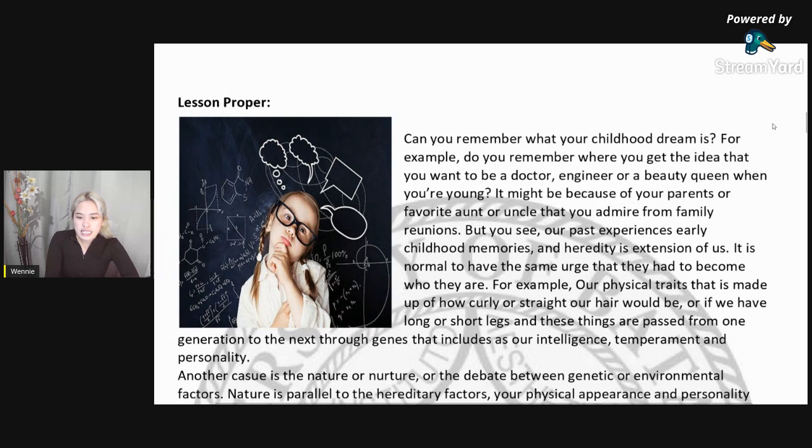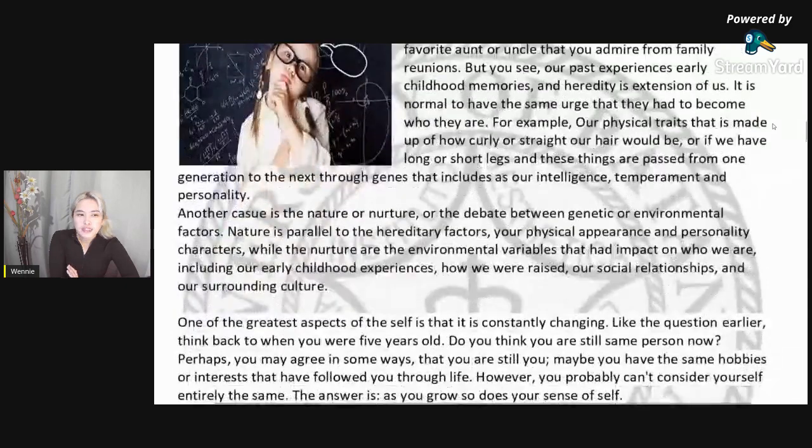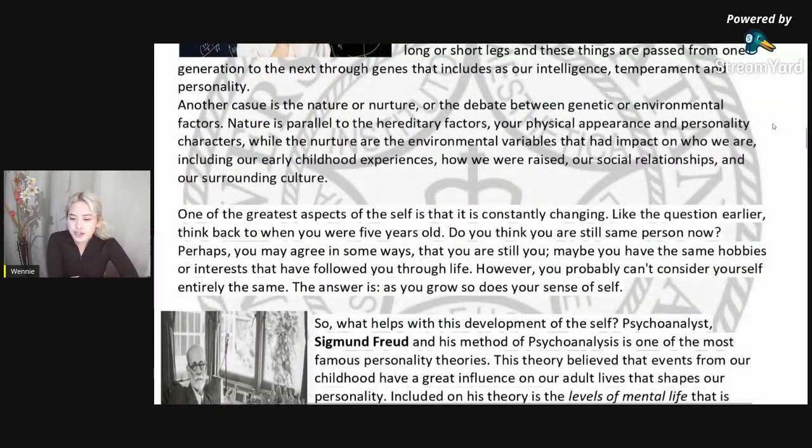So another case is the nature or nurture debate between genetic factors. First, let us define nature. Nature is parallel to hereditary factors. Your physical appearance, personality characteristics. Physical appearance, kagaya ng sabi natin, your physical trait. Kung magiging kulot ka ba, ikaw ba ay white skin, dark skin, tan skin, yan ay nasa nature mo. Other than that, we have the nurture or the environmental variables that had impact on who we are, including our childhood experiences, how we were raised, our social relationships, and our surrounding culture.